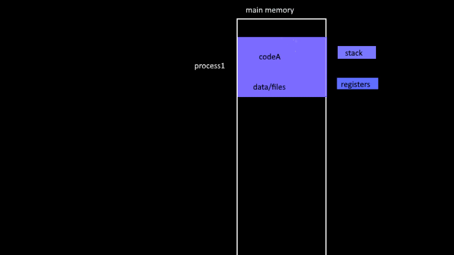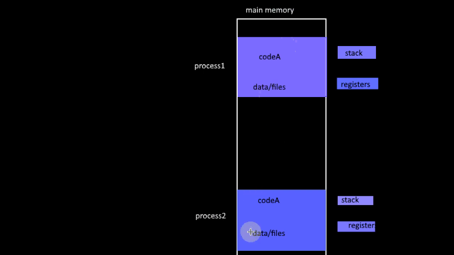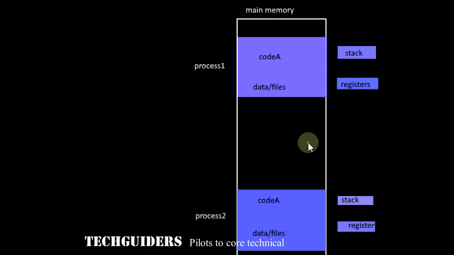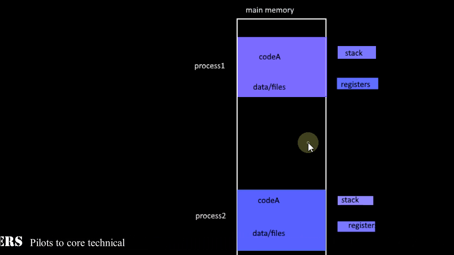There can be several instances of the same program, and each such instance is a separate process. Let process 1 and process 2 be the two instances of the same program called A. Even though they use the same program, they require their own memory address space, their own stack, registers, and so on. Hence, the processes do not share their address spaces, stacks, or registers.